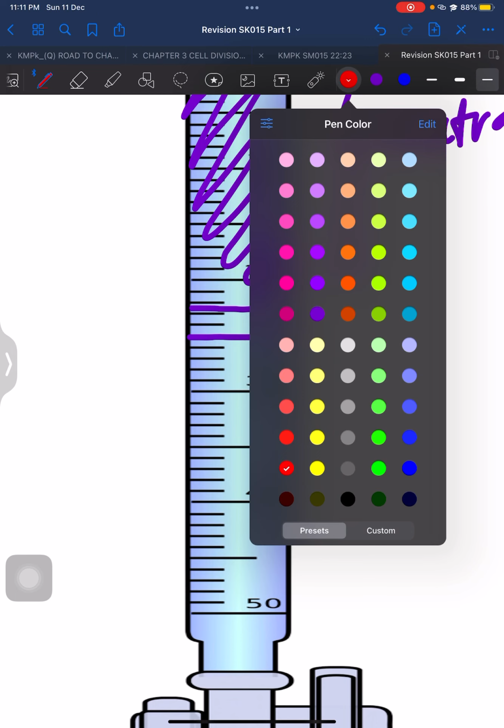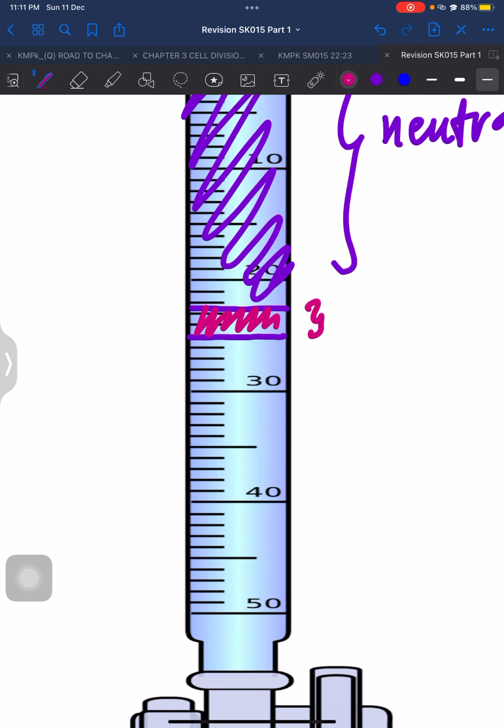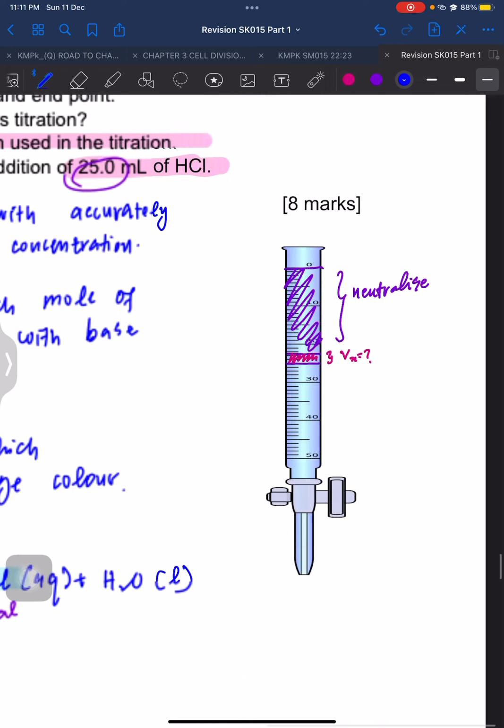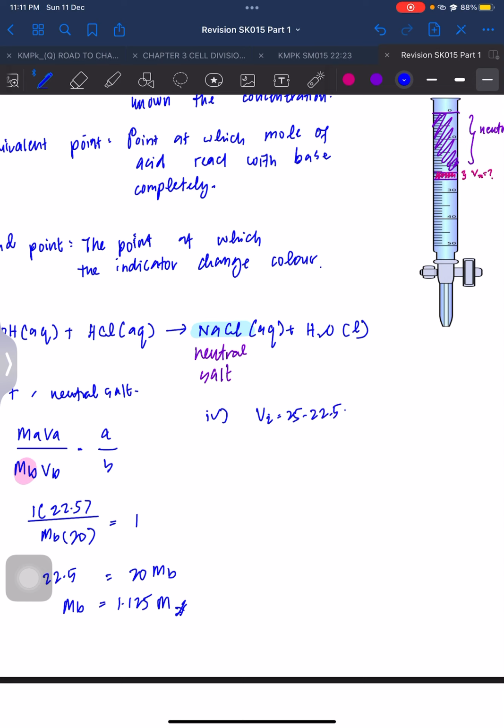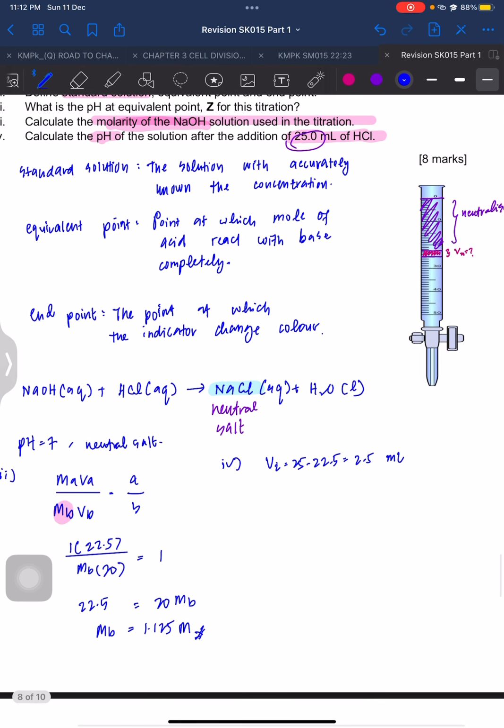So berapa volume yang kita guna sini? Ni yang kita nak cari. Kita tak tahu berapa. So means kita kena tolak. Kan? Kita kena tolak the volume initial, which is 25 minus 22.5. So you will get 2.5 mil. Okay. So basically, in this question, kita boleh guna M1V1 is equal to M2V2. Why? Because saya tambah. Bila kita cakap dia tambah, addition, dia akan melibatkan this equation. Okay, silalah ingat.